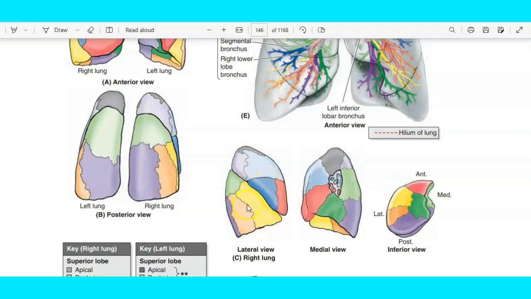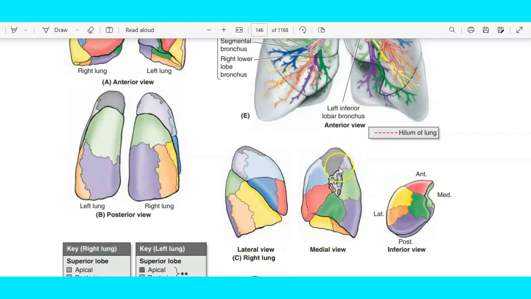Now the middle lobe is divided into a medial segment and a lateral segment. While the inferior lobe is divided into, this segment you're seeing here is the anterior segment. There's a medial segment, but it's not obvious here. Look at the medial segment. From the medial view, you can find the medial segment here, right? It's obvious in the medial view. So it has a medial segment, an anterior segment, a lateral segment, and a posterior segment.